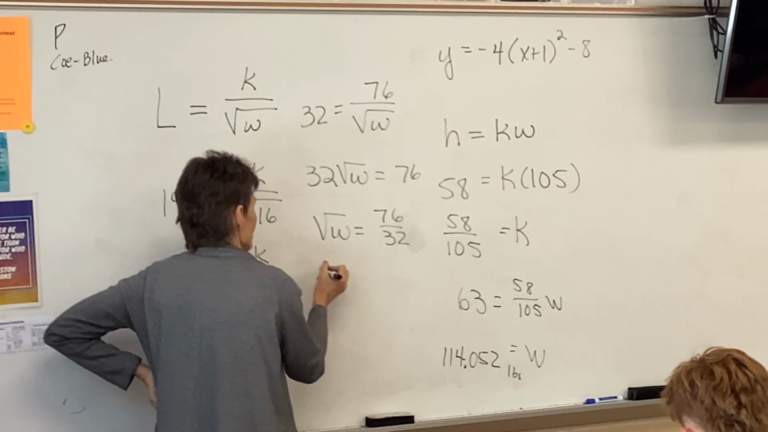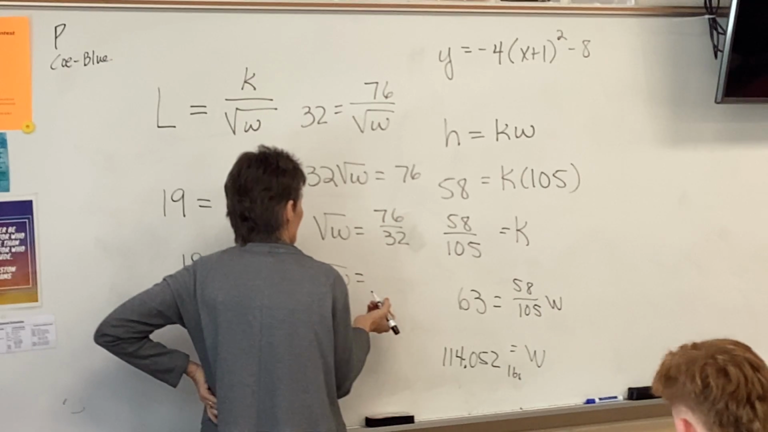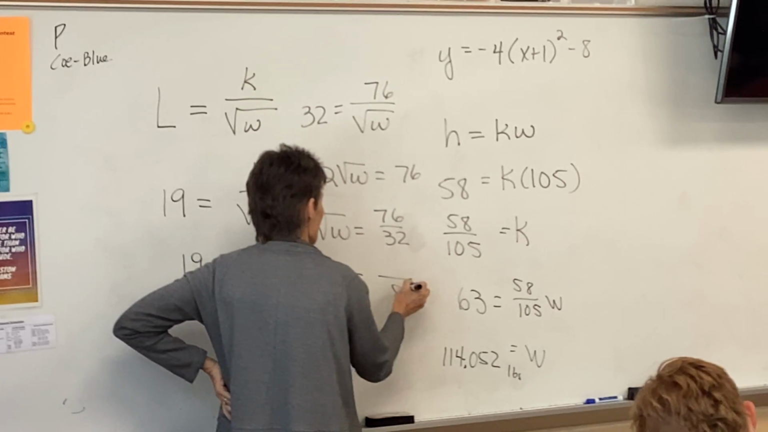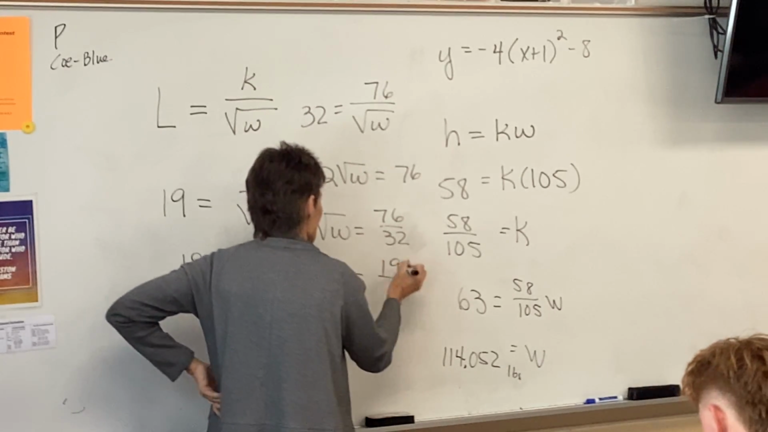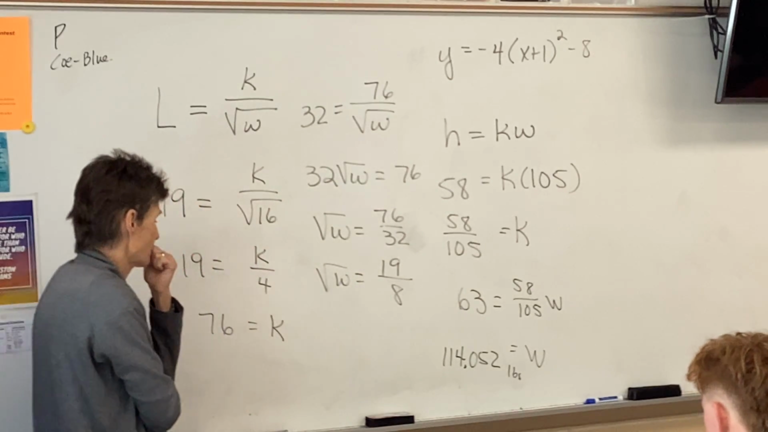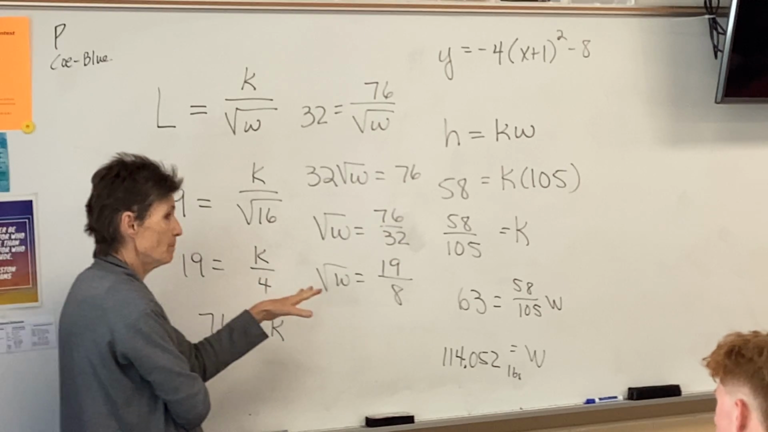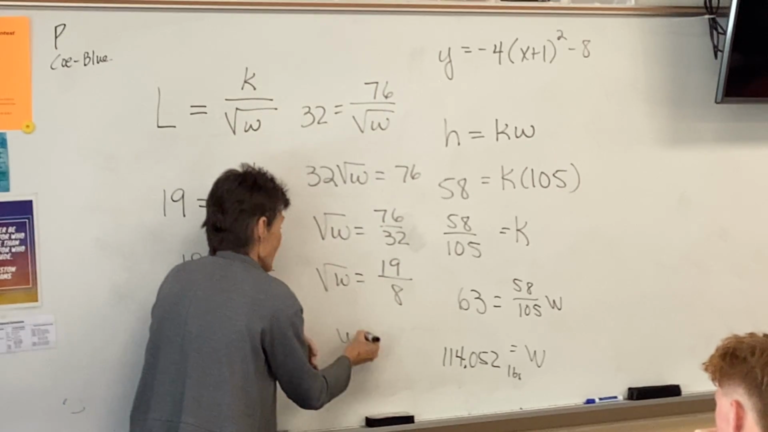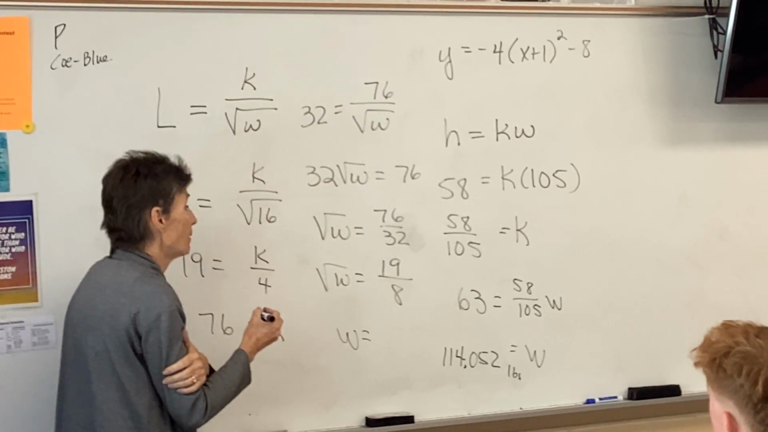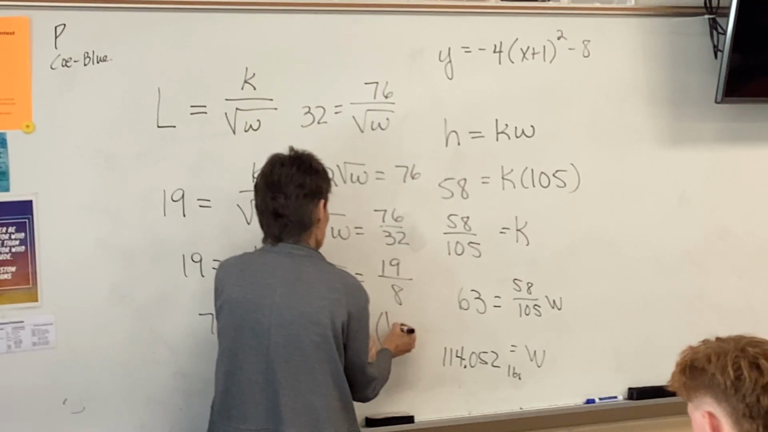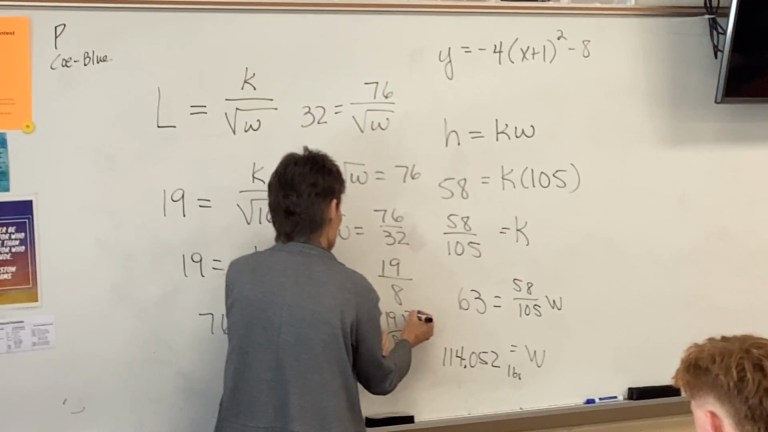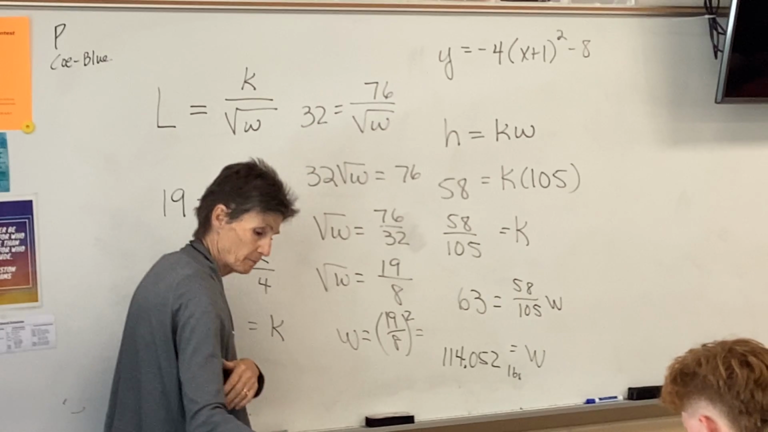I'm sure that reduces to something. 4 goes into 8, 4 goes into 76 as 19. I think 19 over 8. Well, be careful. That's not W. What am I gonna have to do to get W? I have to square that. So it's gonna be whatever 19 over 8 squared is.